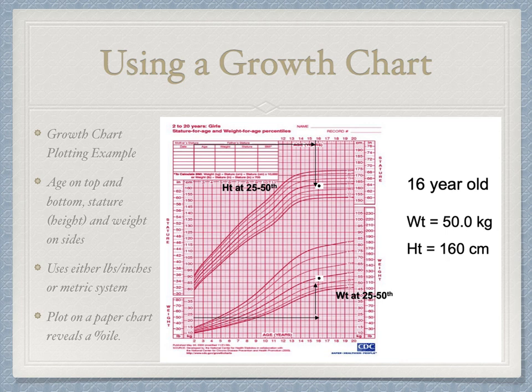You'll notice on the growth chart that in this case, weight and stature are on the vertical sides and age is on the horizontal side. So you simply find the age you're looking for, in this case 16 years old, and find the height, which is 160 centimeters. Where they intersect is the percentile, which in this case is approximately the 50th percentile. This will give you a general idea of where the child plots on the growth chart and a possible growth curve.